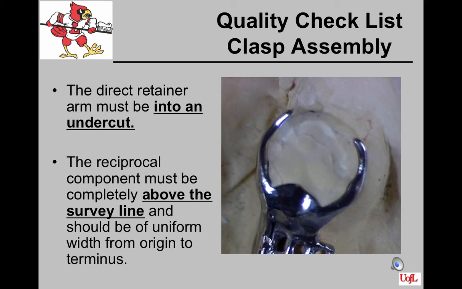Check to see that the direct retainer arm is into an undercut. We receive frameworks back frequently where the arm is not into an undercut at all. Now, sometimes that has been worn off of your master cast and it has to be checked in the mouth. But if it's not into an undercut, it's going to be a very ineffective framework. The reciprocal component, on the other hand, should be completely above the survey line and should be of uniform width from its origin to its terminus.